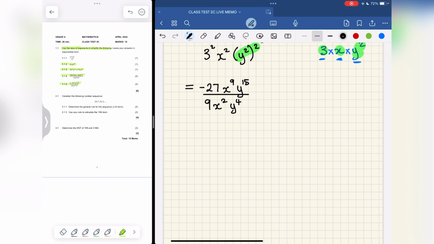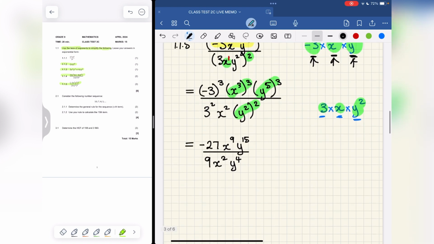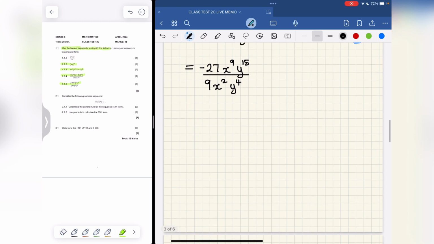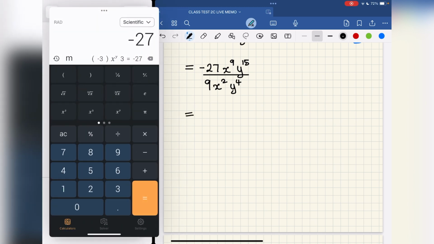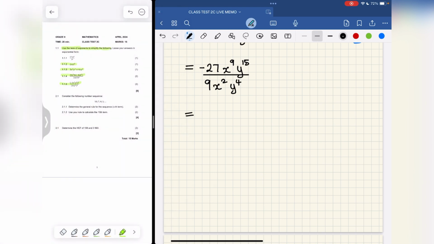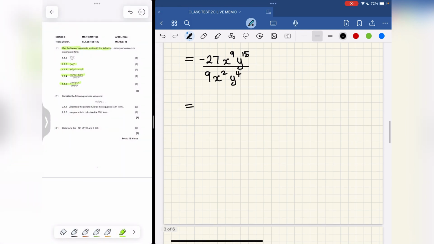So now we've simplified what we had originally. But again, remember, we still need to divide here. So can we divide? Yes, negative 27 divided by 9 once again. Just go and use that calculator. So negative 27 divided by 9 is negative 3. Not negative a third or any other questionable answers. Just use the calculator. That's negative 3.